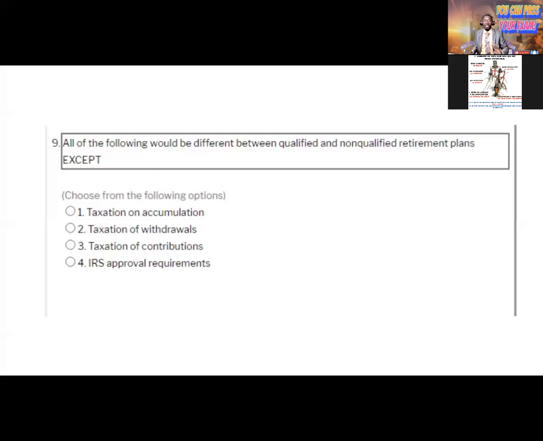If it is a qualified plan, when the money accumulated, do I have to pay taxes? No, I don't have to pay taxes. When the money accumulated in both plans, I don't have to pay taxes. So that means 1 is the right answer. So they're the same. You don't pay taxes when the money accumulated. When you accumulate money, in both of them, you don't have to pay taxes. But on the withdrawal, you pay taxes.